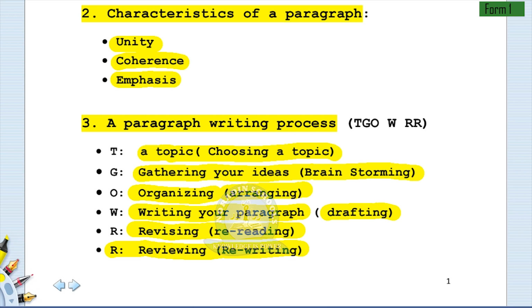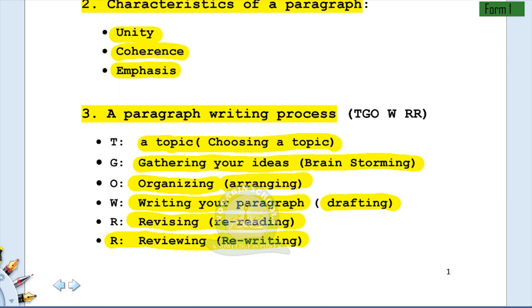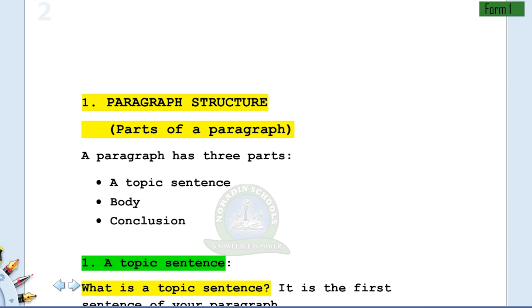So let us start our lesson now. Paragraph structure. We are beginning with paragraph structure. Any paragraph has three parts: a topic sentence, a body, and a conclusion.